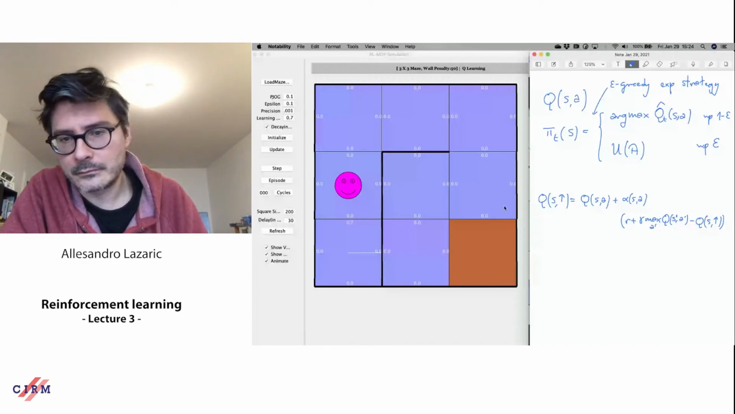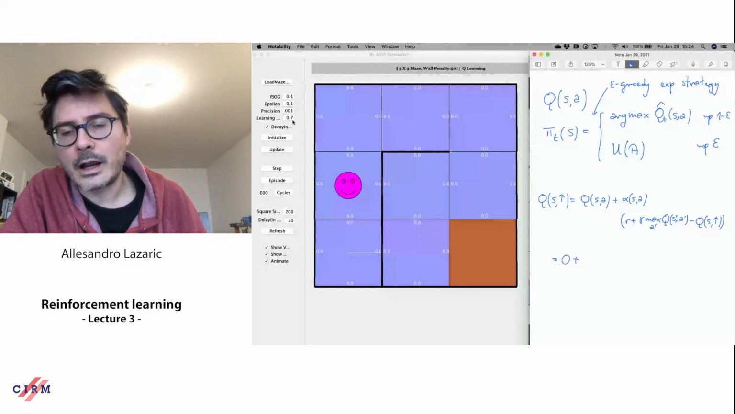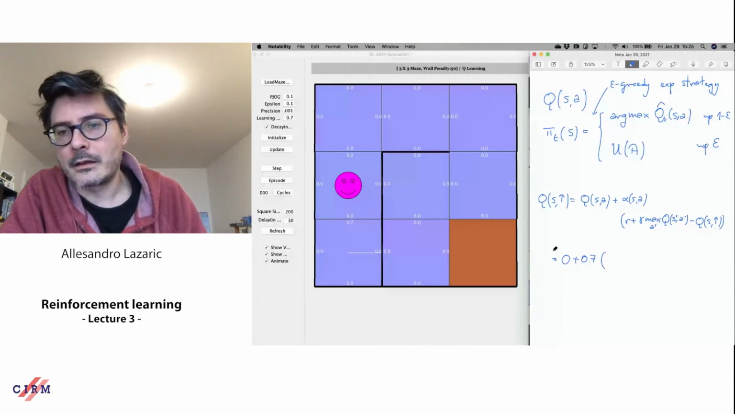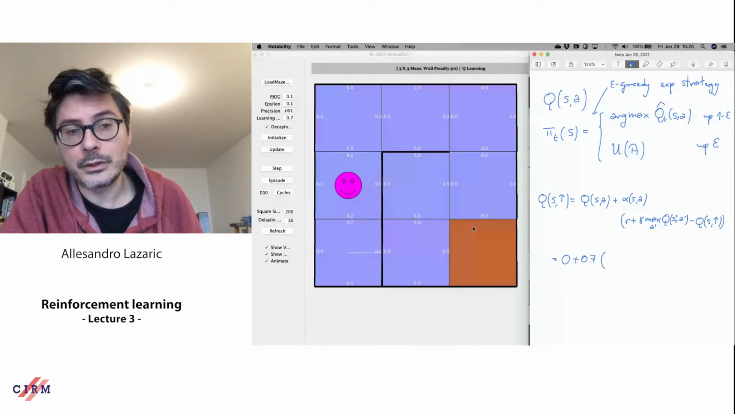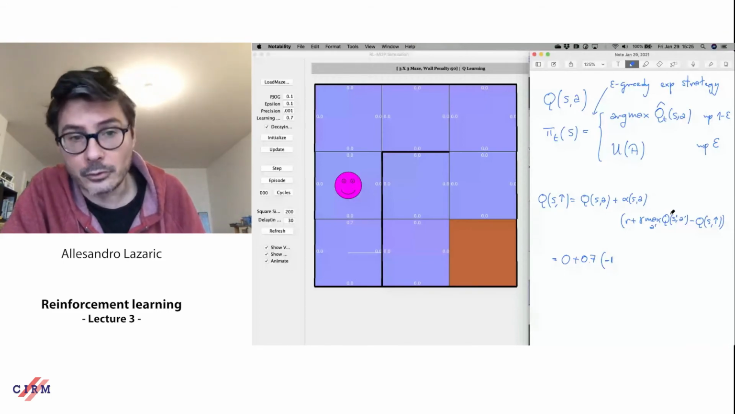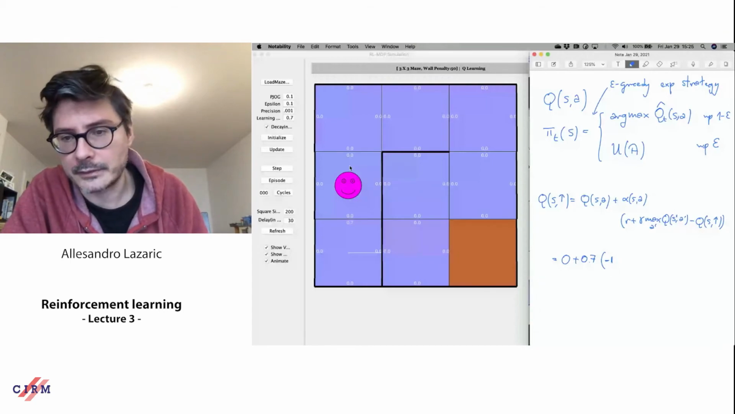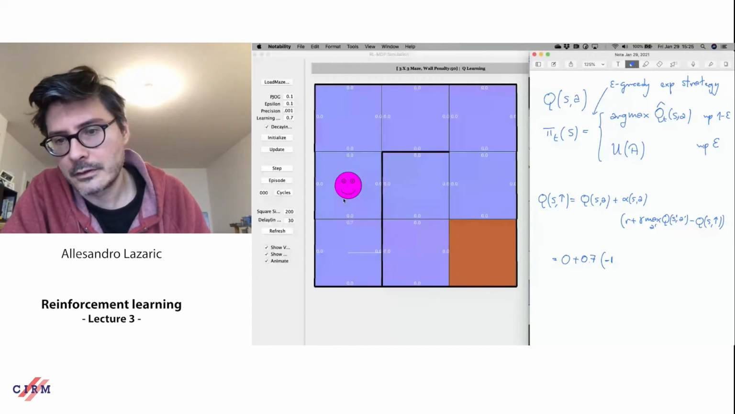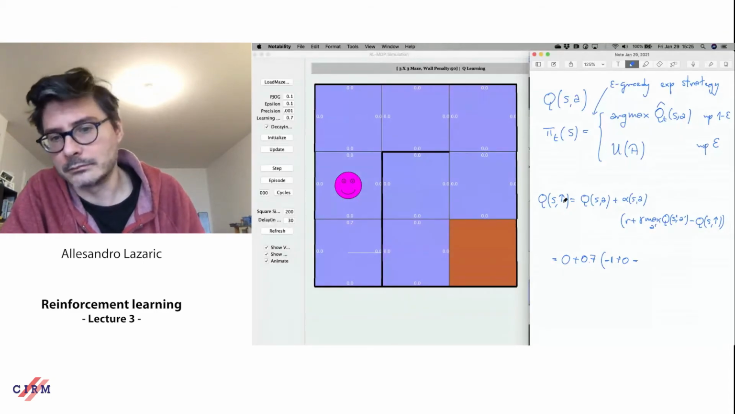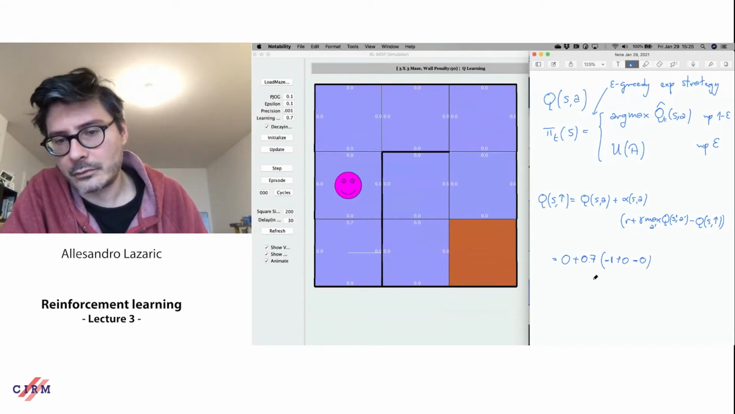Okay, so let's look at what it looks like in this case. So this is initialized at 0. The alpha, it's up here, is initialized to 0.7. R, well, it's -1. It's the cost that we have. The Q values in the state that we reach, which in this case is this state here, are 0 everywhere. So also its maximum is 0, times gamma, it's 0. It's plus 0 minus the Q value that I had at the beginning, which was, well, 0. Okay, so what I should expect is a -0.7.